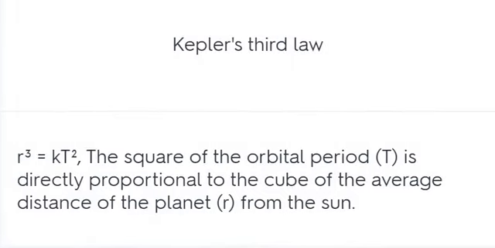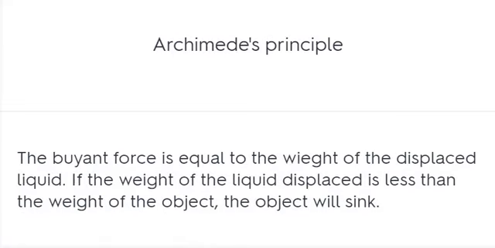Kepler's third law. R^3 equals kT^2. The square of the orbital period is directly proportional to the cube of the average distance of the planet from the Sun. Archimedes' principle. The buoyant force is equal to the weight of the displaced liquid. If the weight of the liquid displaced is less than the weight of the object, the object will sink.